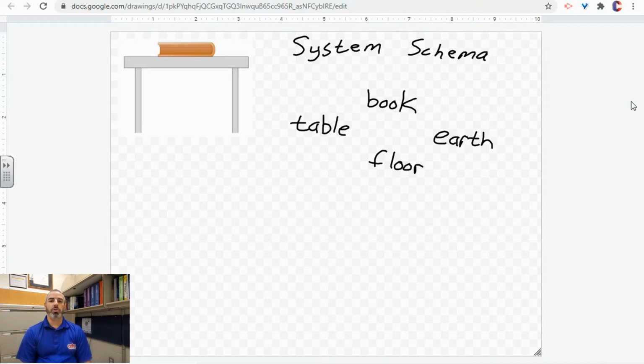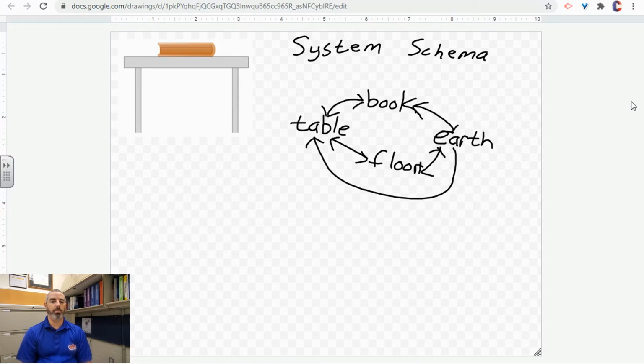Now what we do is we draw a double-sided arrow to show the interactions between each of those objects. So we can see that the table and the book have an interaction because they're in contact with each other, so those would be a contact force. We know that the table is sitting on the floor, so we have another contact force between the floor and the table. And then we know that the earth is supplying the gravitational force on every object that is involved, so we draw a double-sided arrow between the book and the earth, the floor and the earth, and the table and the earth.